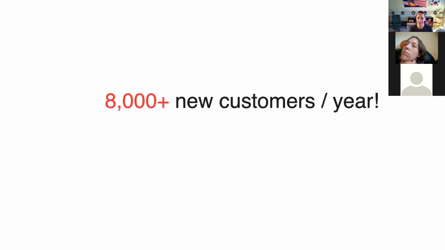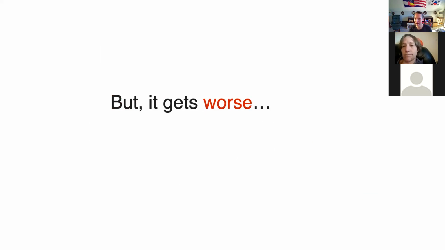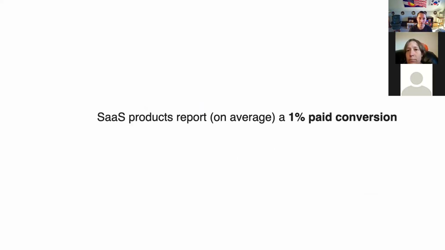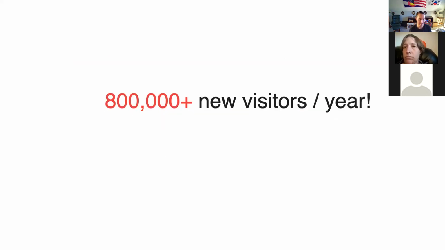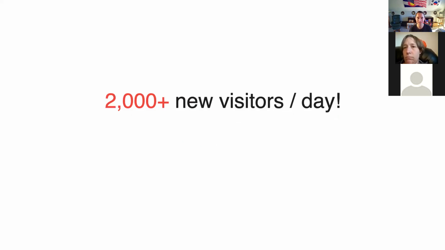And those are just customers. If this is some sort of SaaS product, and it's not necessarily SaaS that you're thinking of, but SaaS has a 1% paid conversion rate. So for every one customer, we need 100 visitors. So we need 800,000 new visitors every year. That's 2,000 new unique visitors every day.